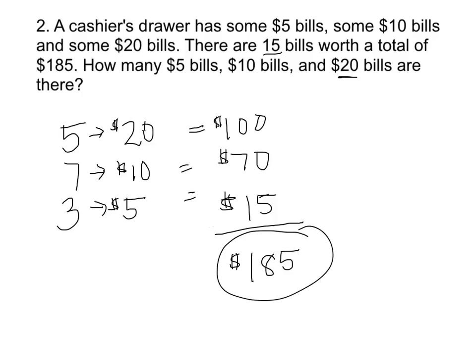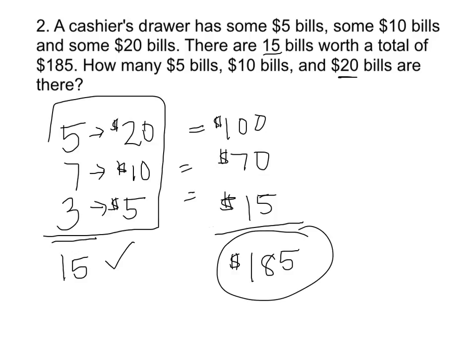Let's check to see if we use the right amount of bills. 7 plus 3 is 10, plus 5 more is 15. We got it. So how I would write my answer is this part right here: 5 $20 bills, 7 $10 bills, and 3 $5 bills. Let's try another one.